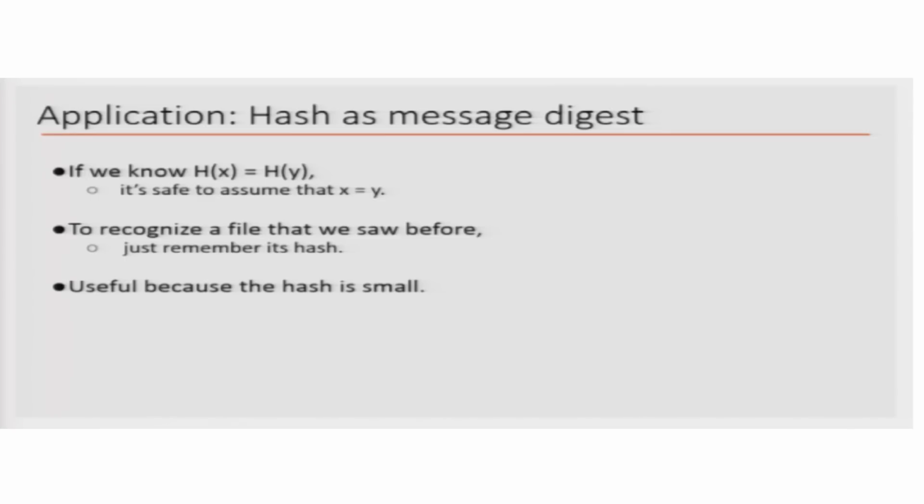So, it is often used for recognizing a file that we saw before. When we have antivirus, the antivirus tries to figure out whether this virus has been seen before. If the virus has remained unchanged, then by computing the hash they figure out if that virus is already in their database, and this is very useful because a hash is usually small, like 256 bits or 512 bits. So, it is easy to use.